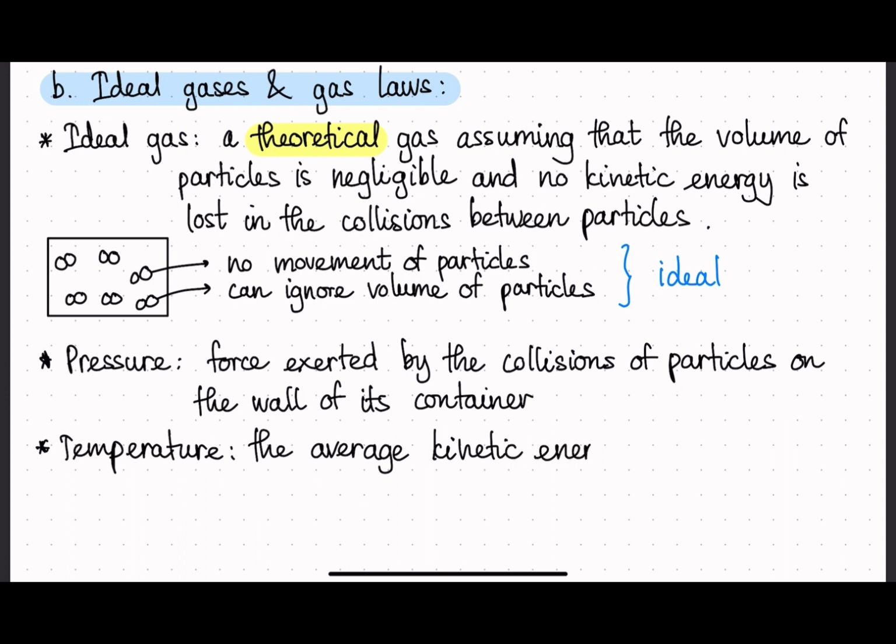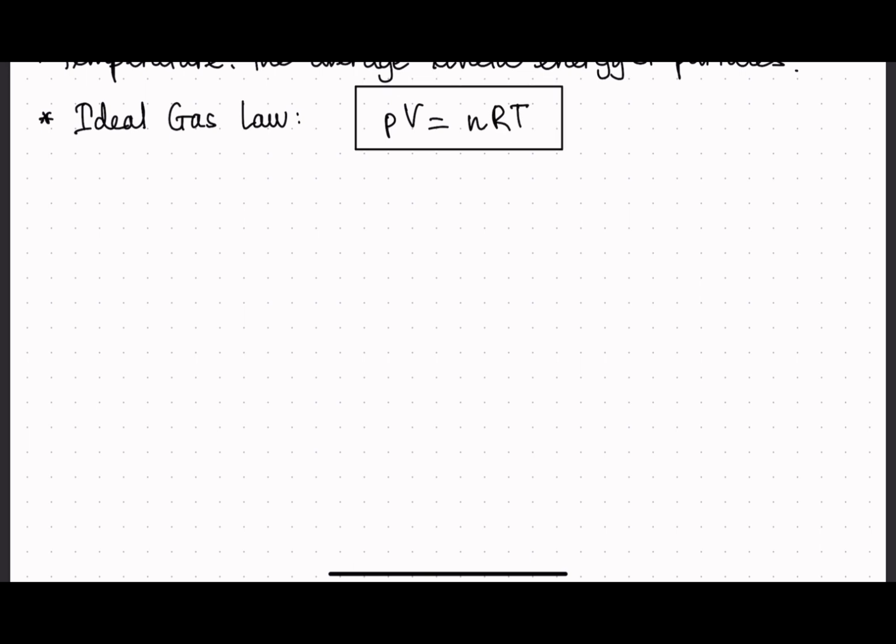So if the temperature goes up, the particles move more, and if the temperature goes down, the particles move around less. Okay, so then next, after looking at what the ideal gas is and the definitions of pressure and temperature, we can finally move on to the ideal gas law, which is the equation PV equals nRT. And you will have this equation in your data booklet at all times, so you can refer to it.